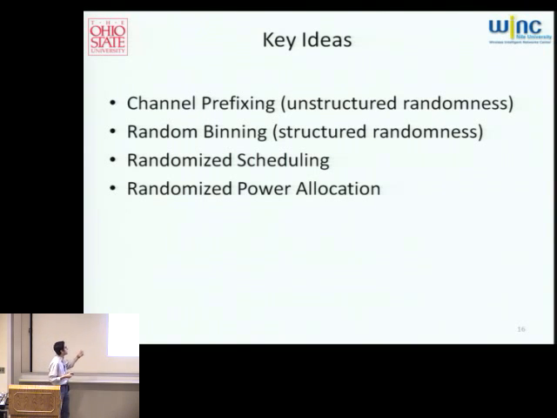And the other idea is random binning, an idea that was originally introduced by Wyner in the 70s. When nature is already generous to you, so there is an advantage which you can use, you can have a structured randomness to exploit this advantage to achieve perfect secrecy or secrecy advantage over the eavesdropper. The other two ideas will apply in the half-duplex scenarios, as we will see: randomized scheduling, where the two nodes randomize their transmission schedule, and randomized power allocation.